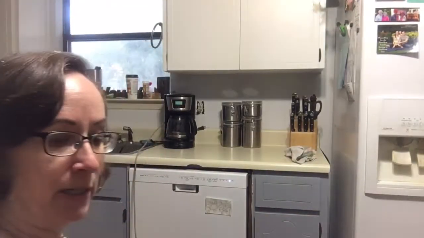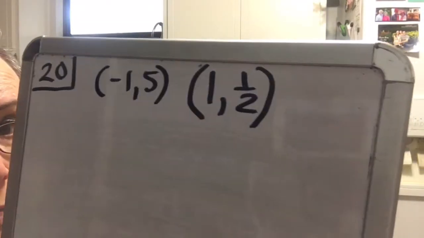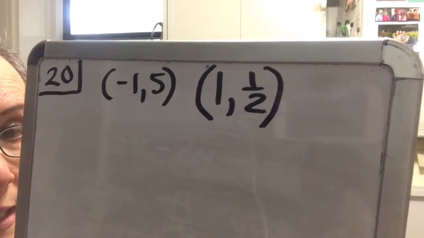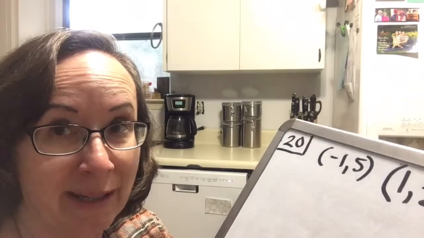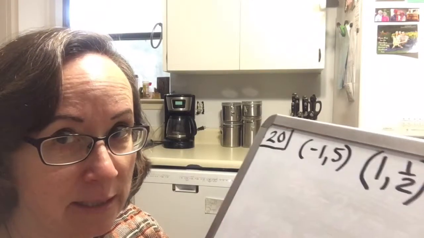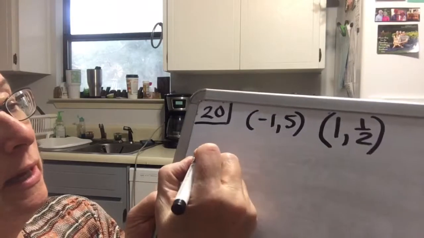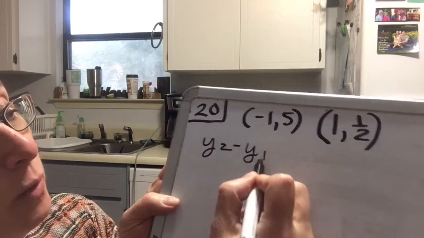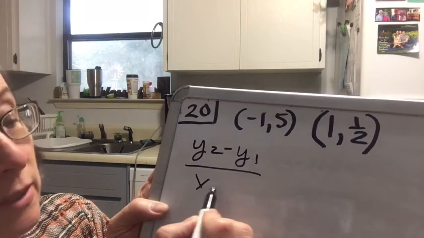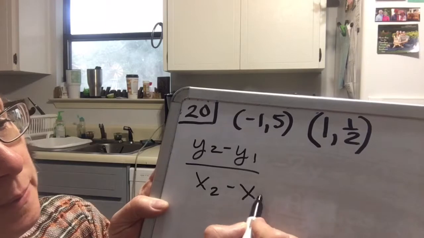Now I'm going to move on to number 20. Now we're supposed to do the same thing, but we're supposed to do it with 2 points. And remember, when we have 2 points, we're first going to take those 2 points and find a slope. So we first need our slope formula, which is going to be y2 minus y1 over x2 take away x1.